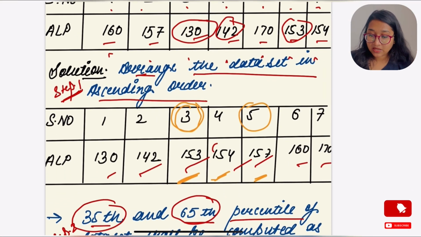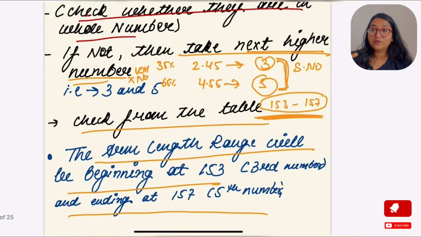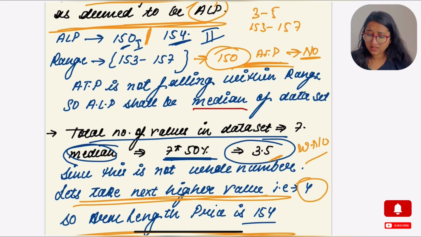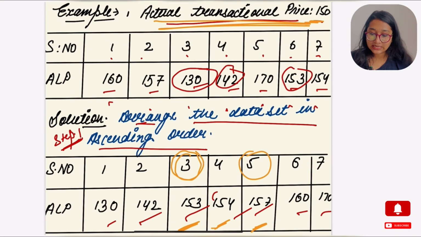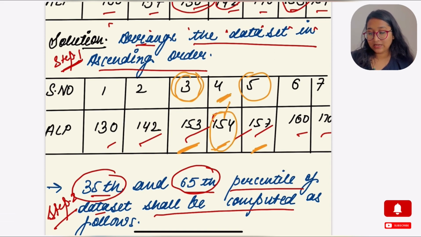Okay, is it clear? Let's check out the table again. 3 is 153. Okay, 5 is 157. Now if my actual transactional price falls under this range from 153 to 157, in that case my arm length price would be the actual transactional price. The question would end if the actual transactional price is between this range. But what if it is not falling under the range? In that case I am going to take the median. Median means half, which is 50%, right? 50% of the total values of the data set, which is 7 in number, would be 3.5, and this is again not a whole number, so we are going to take the next higher value, which is 4. Okay, so let's check out the serial number. The 4th serial number in the table would be 154.